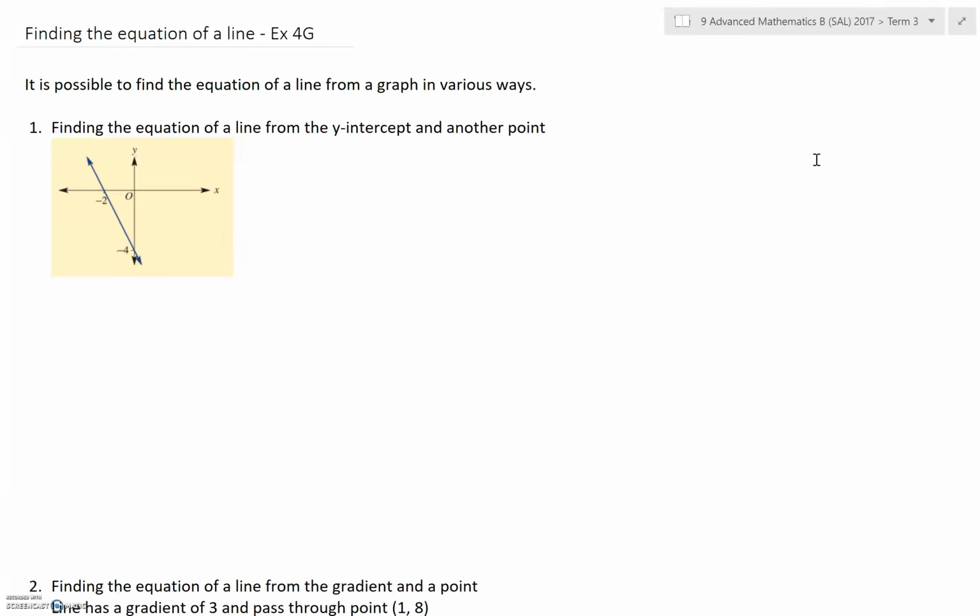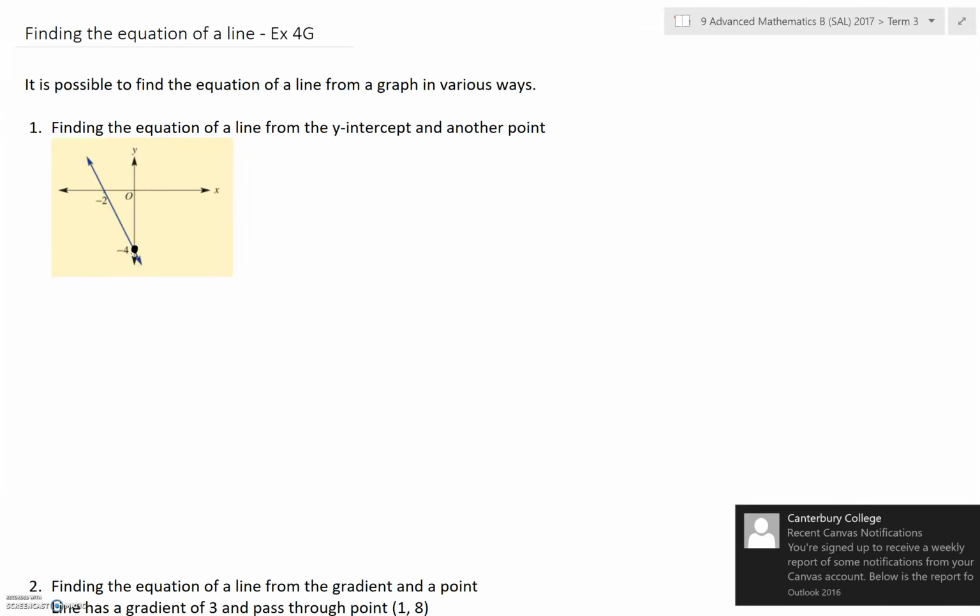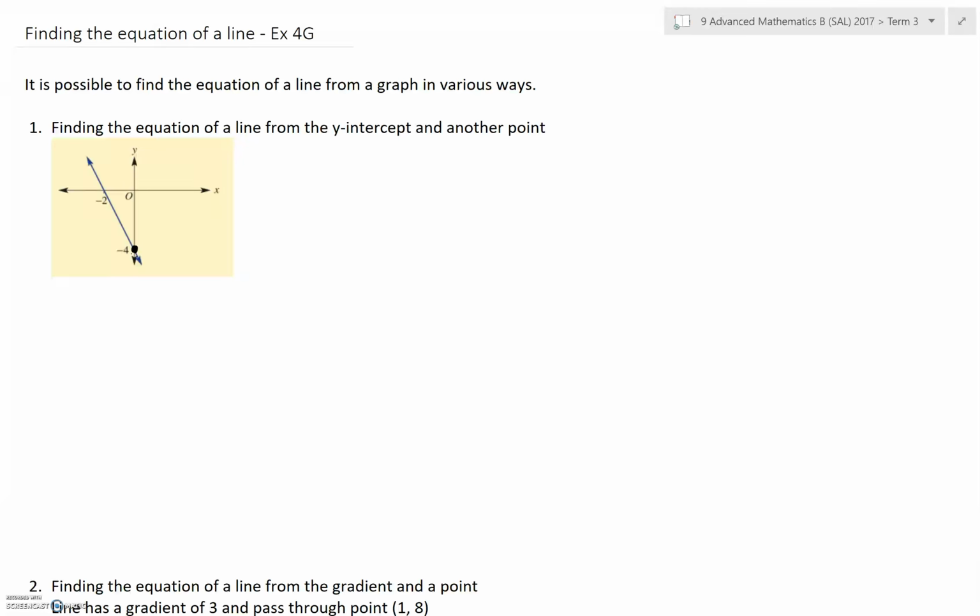So finding the equation of a line from the y-intercept and another point is what we've been asked to do. So we've got a graph there. We can clearly see the y-intercept, so we can see that it is this value here. Now in this case, we actually have the x-intercept as well. So we can use that to find our gradient and then write our equation of our line.